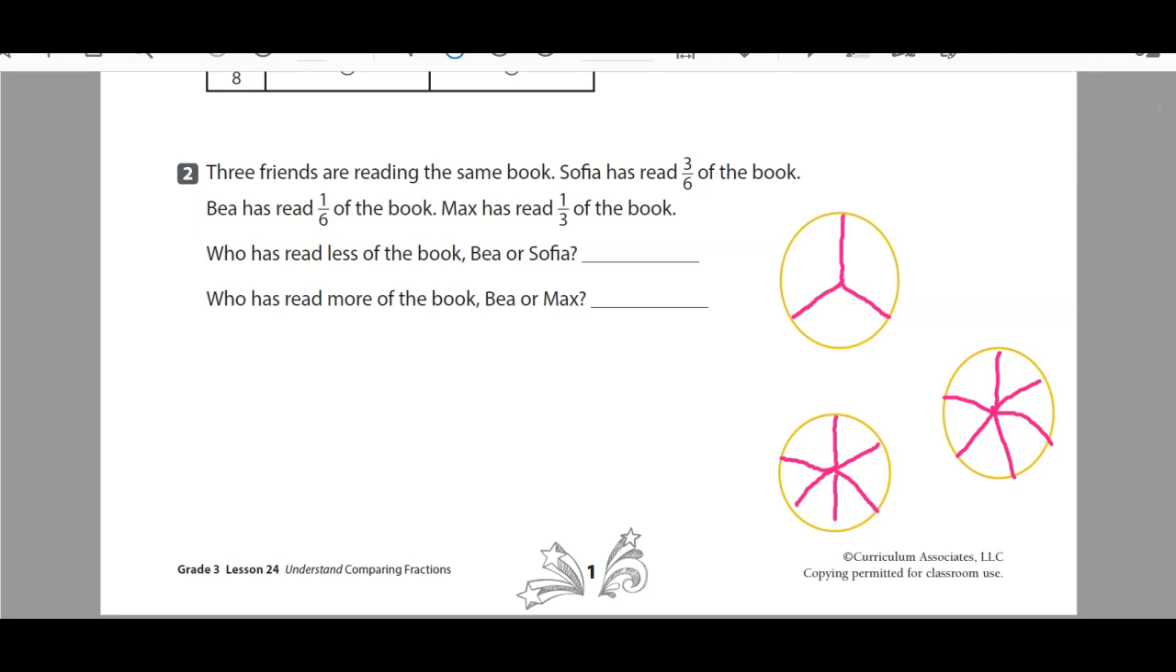Okay, so Sophia read 3/6, right? Here's 3/6. What else is 3/6 called? A half. Yes, a half. Bay read 1/6. This is 1/6. And then Max read 1/3.